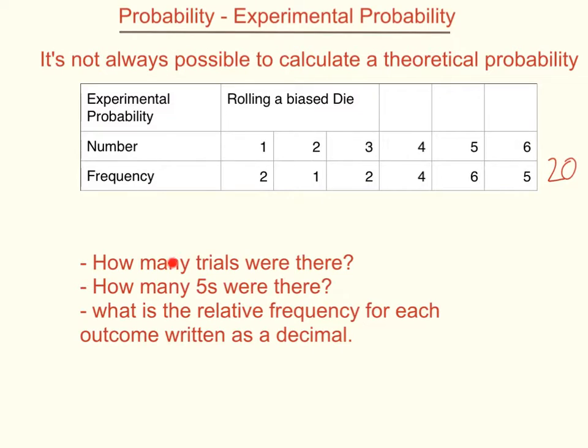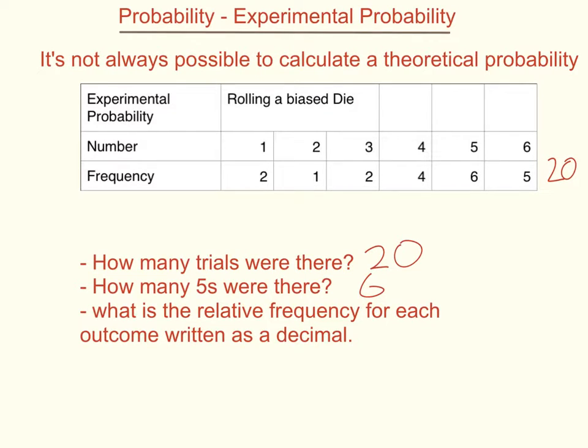So let's have a look at the first example. How many trials were there? And the answer for that's 20. 20 trials were undertaken. How many 5s were there? Well, there were 6 of those because 6 times the number 5 was rolled. What is the relative frequency for each outcome written as a decimal?